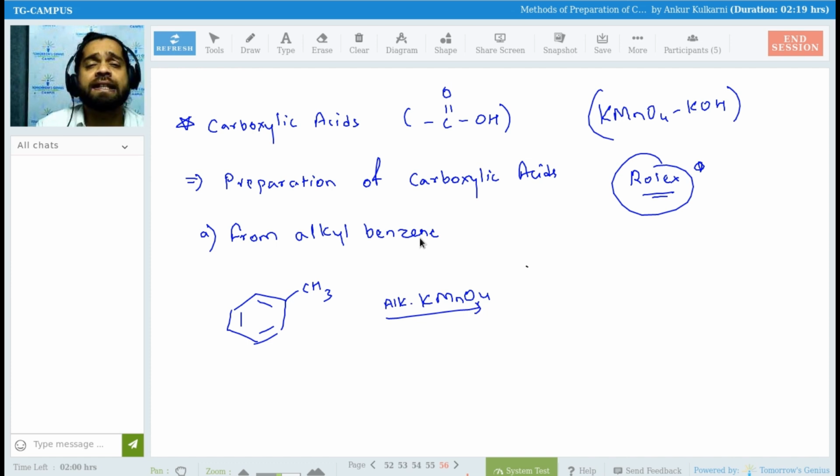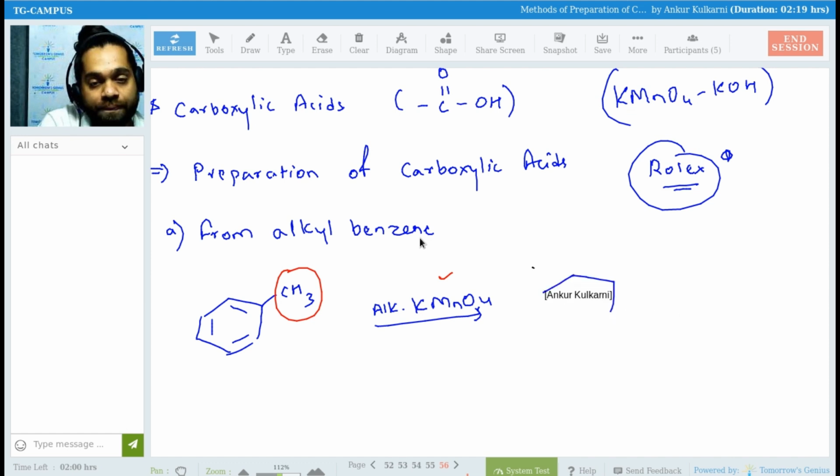Okay, so alkaline KMnO4 is like a villain, a very strong villain, a very strong oxidizing agent. Just like my Thanos, my favorite of Marvel. One snap, everything is gone. Similarly, alkaline KMnO4 is like that. One snap, everything got oxidized. Your alkaline KMnO4 is so strong that it will convert your CH3 directly into carboxylic acid.